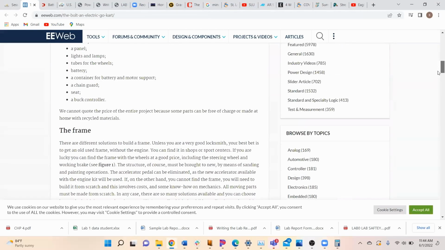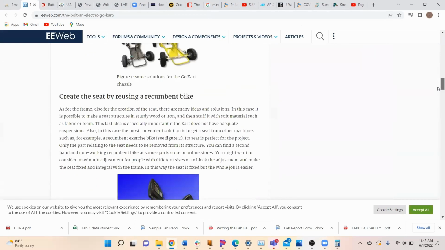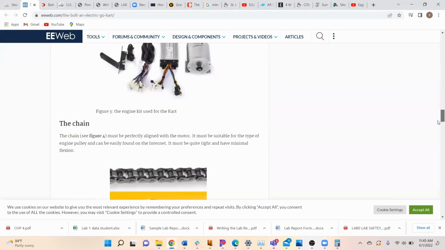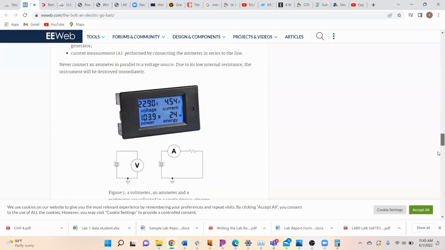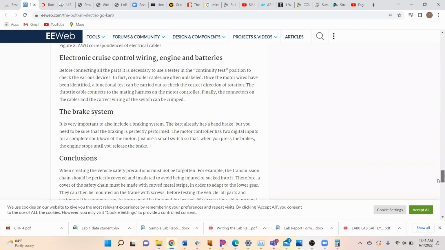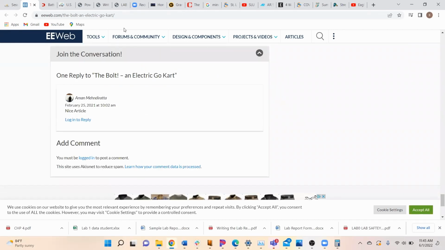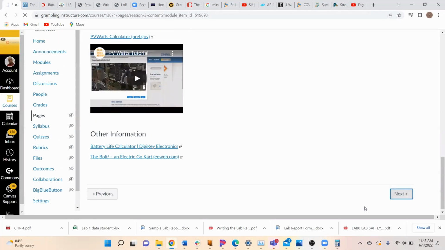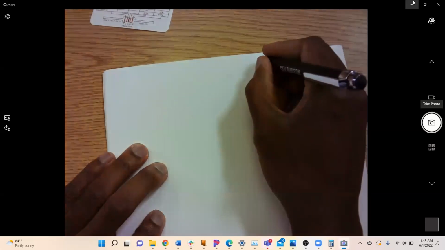Okay, so this is just a small project about creating an electric go-kart. What are some things you would need? Okay, and this is just for your review. Let's go to the last page, which is the assess page. So what are the equations that you need to know? Equations.